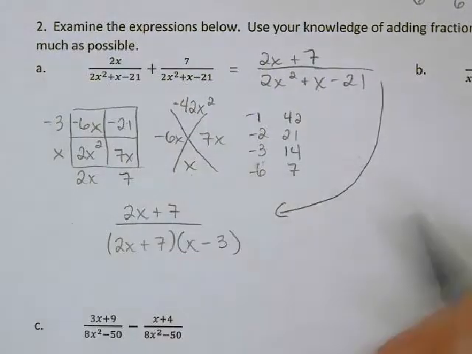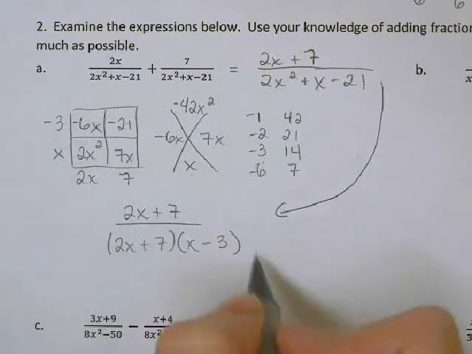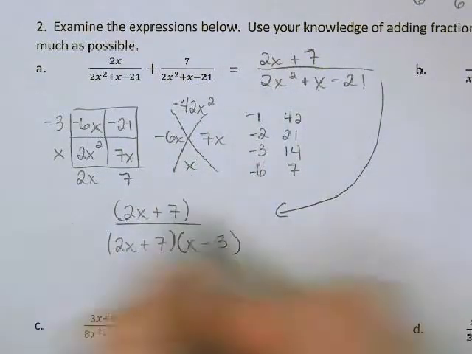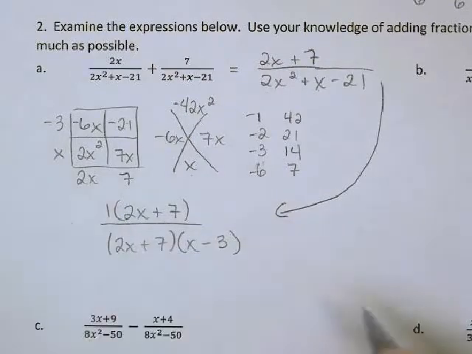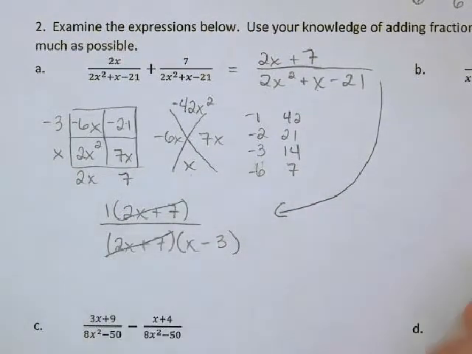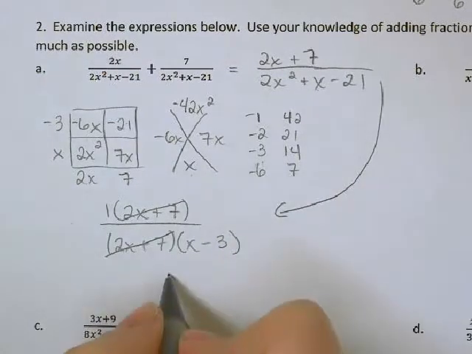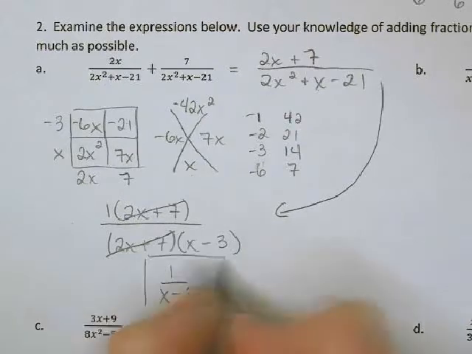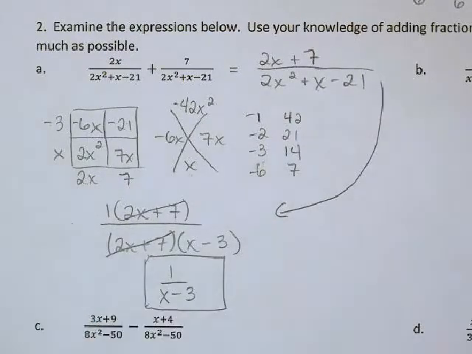So now it's written as a product, and if I look at this as being a product times 1, then I can divide out 2x plus 7 on both the top and the bottom, and what I'm left with is 1 over x minus 3. And that is my most simplified expression.